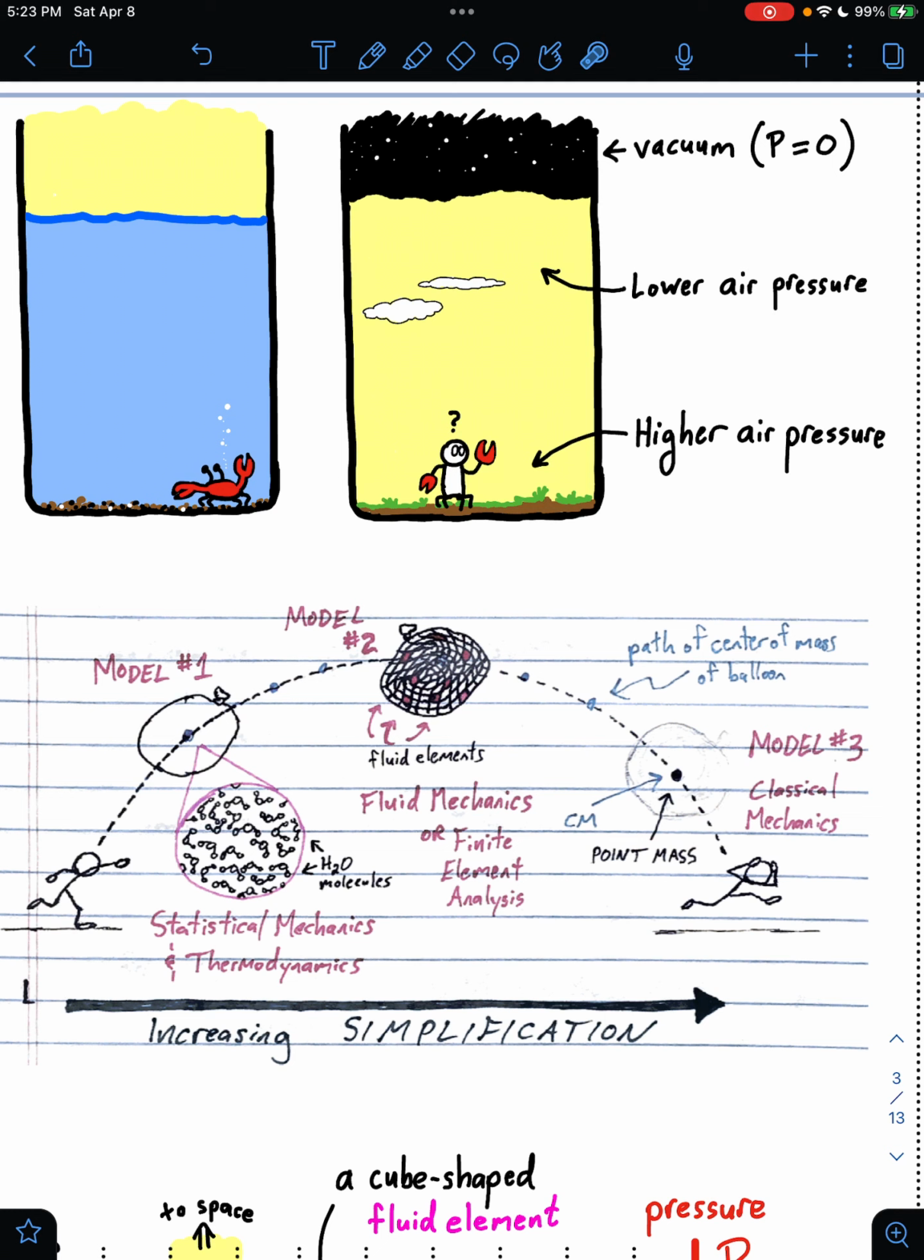That's the greatest simplification. Over here, model 1, the perspective of statistical mechanics and thermodynamics, is the most complex. That's where we take seriously the motion of all the zillions of individual H2O molecules bouncing around inside that balloon. But there's a middle way. Model 2 is that of fluid mechanics, also known as finite element analysis. That's where we take the fluid motion inside the balloon seriously, but we break up the liquid into a bunch of little cubes called fluid elements.